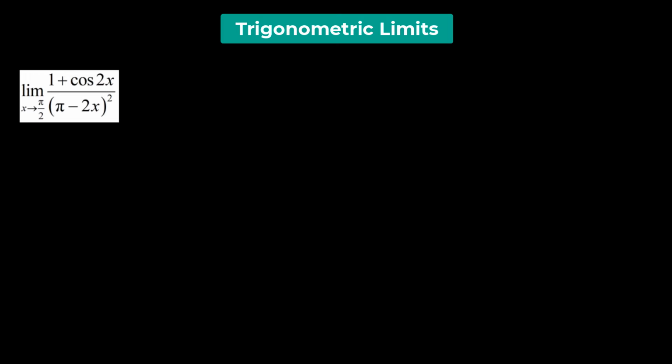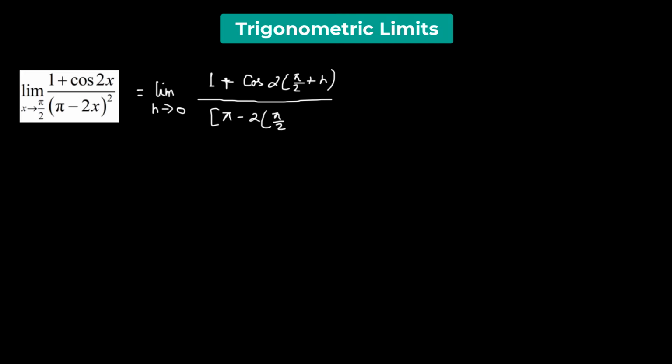So here we have a trigonometric function. We need to determine its limiting value when x approaches a non-zero quantity, that is pi over 2. So this can be rewritten as limit h tending to 0, 1 plus cosine of 2 times (pi over 2 plus h) divided by (pi minus 2 times (pi over 2 plus h)) whole square.